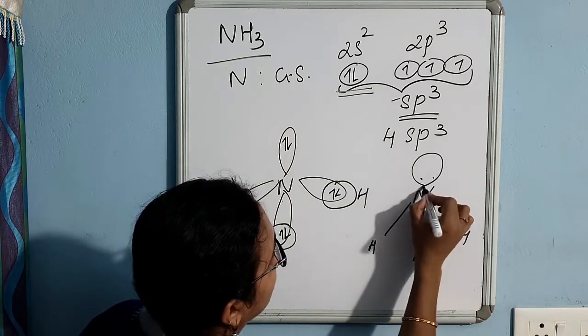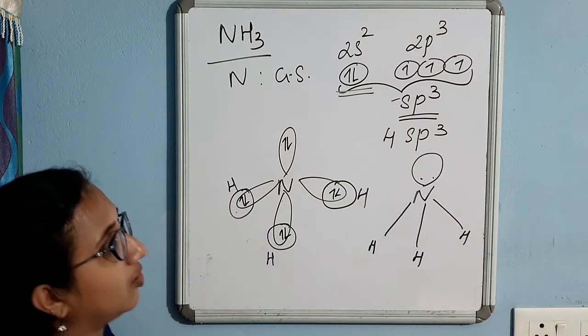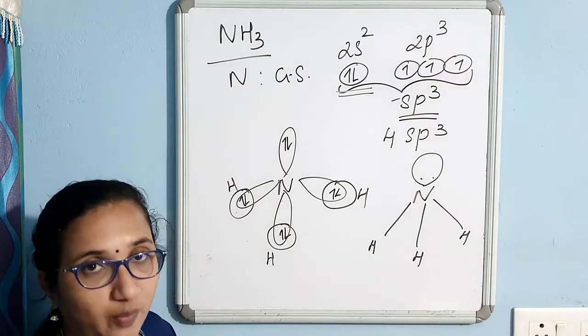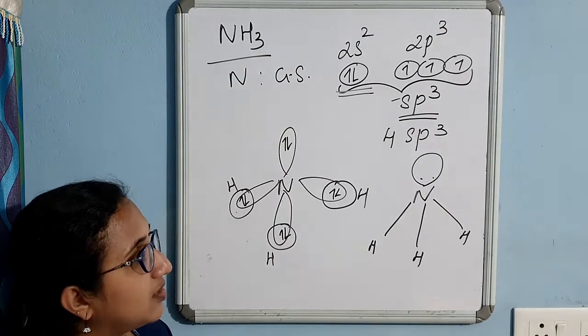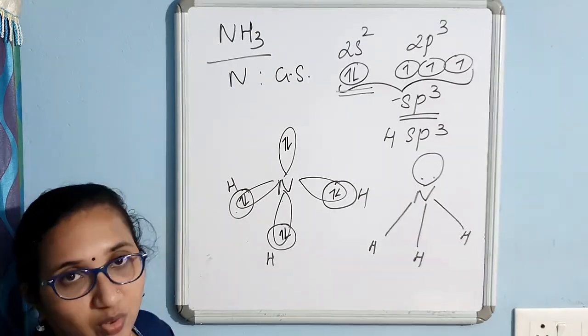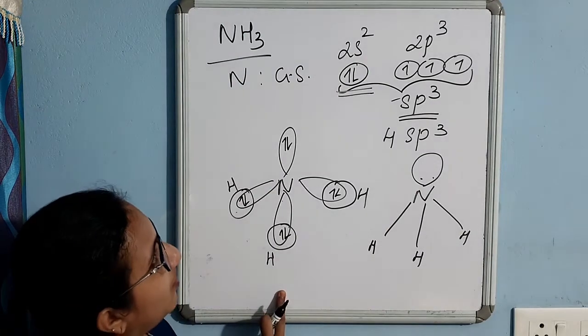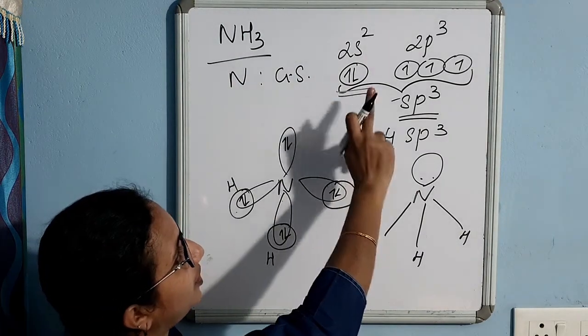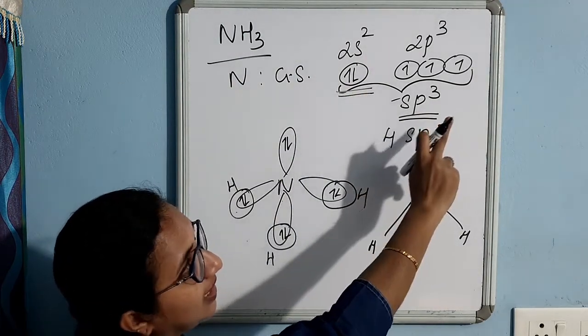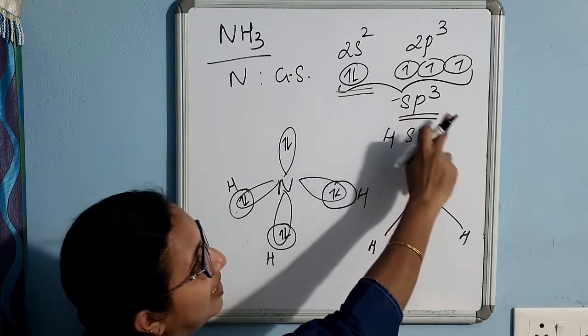We know the lone pair is not contributing towards the geometry of the molecule. Geometry is solely determined by the bond pairs. So this is the case of ammonia. We have a nitrogen atom with configuration 2s2 2p3 and the hybridization will be sp3.